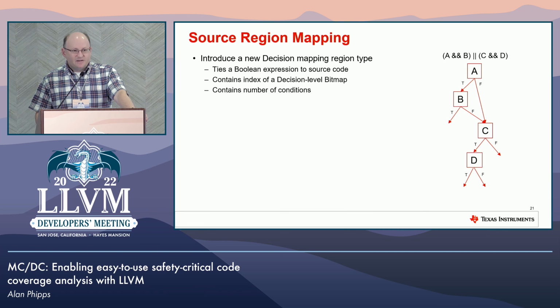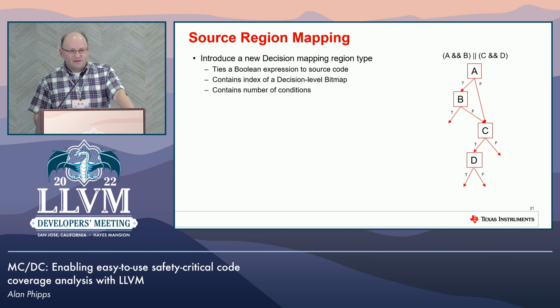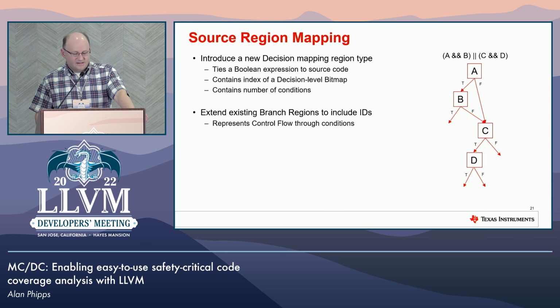So one thing that we have to do also is ensure that we can map the bitmap to the source code. We talked about before, source-based code coverage requires a mapping to the abstract syntax tree representation. So I introduced a new decision mapping type for the counter mapping regions that does this. It ties the Boolean expression and the bitmap to the source code with an index and contains the number of conditions too. But the other thing that I chose to do is extend the existing notion of branch regions to include a notion of an ID. And I did this to represent the control flow through a Boolean expression.